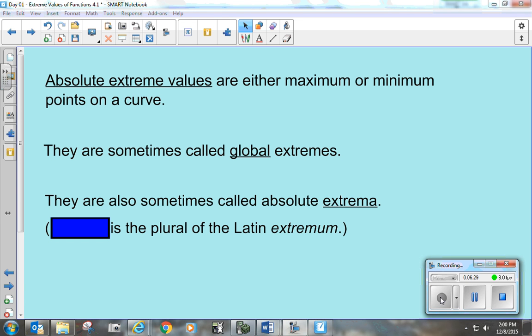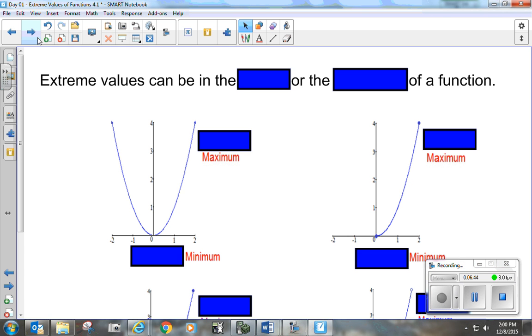All right? By the way, extrema is the plural of the Latin word extremum. Just in case some of you guys are interested in kind of legal side of okay. All right.